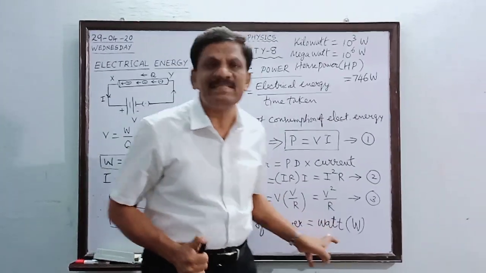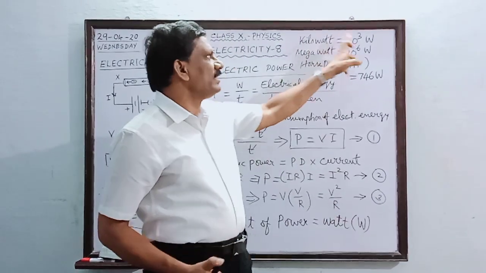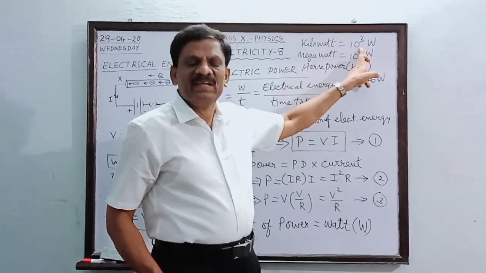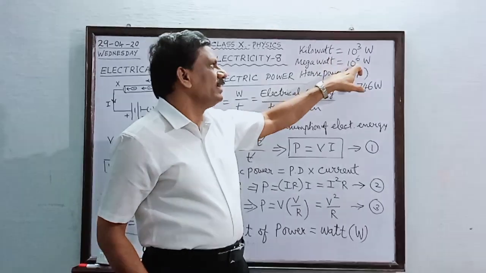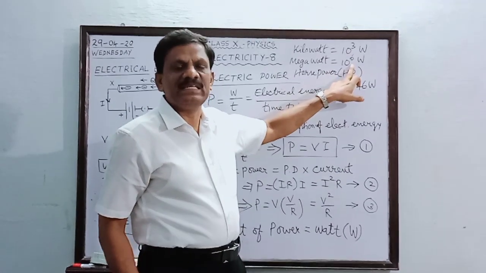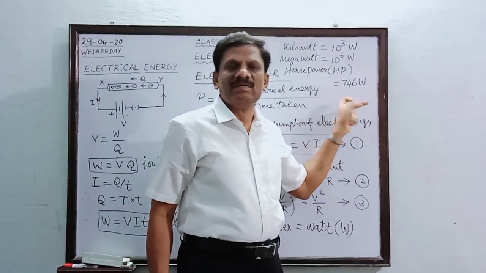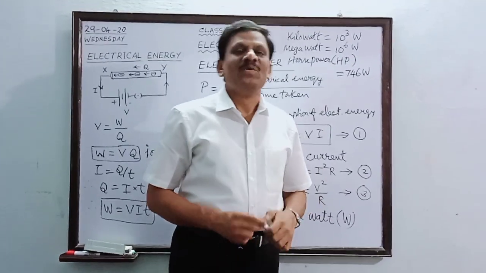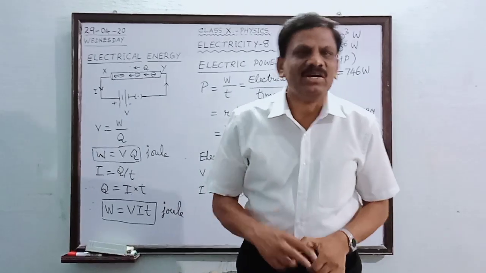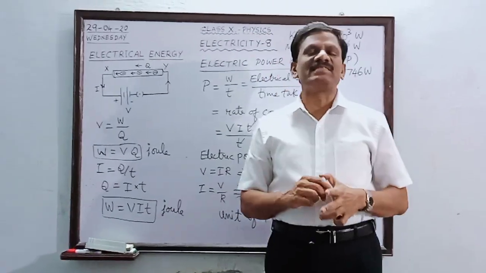So, these are all the different units of electric power, but the SI unit of electric power, we should say, is watt. And 1 kilowatt is 1000 watt or 10 power 3 watt. 1 megawatt is what? 1 million watt, that is 10 power 6 watt. And 1 horsepower is equal to what? 746 watt.